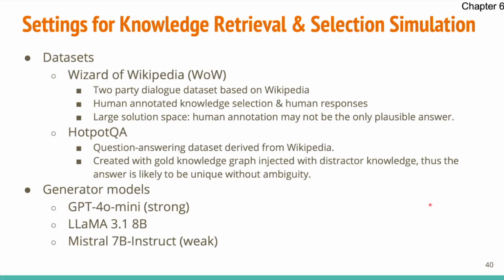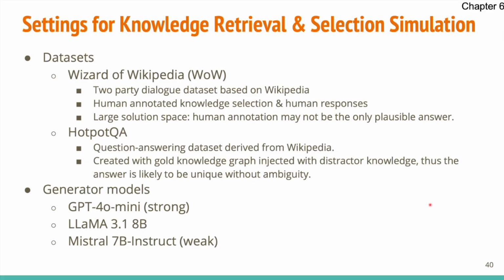plausible answer. To complement the characteristic of Wizard of Wikipedia, we also choose another dataset called HotpotQA. It's a question answering dataset derived from Wikipedia as well. Note that this dataset is created with a gold knowledge graph injected with a distractor knowledge graph. Therefore, the answer is likely to be unique without ambiguity.